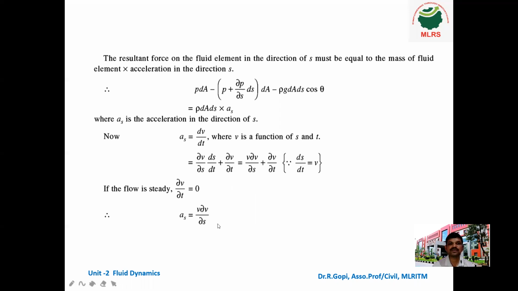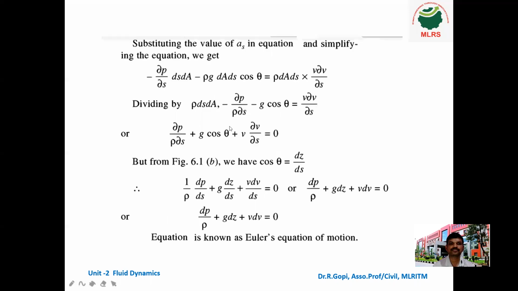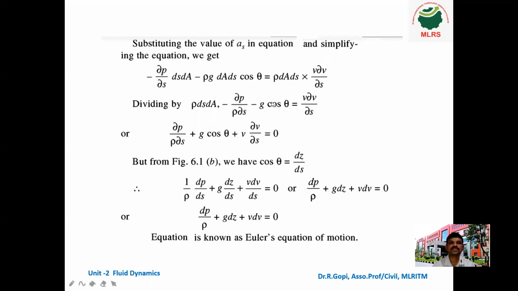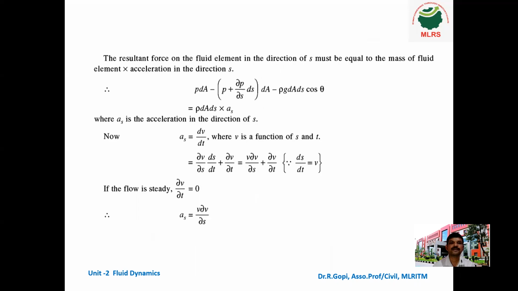So now substitute a_s is equal to v into ∂v/∂s in this first equation. Substituting the value of a_s in the equation and simplifying, we get minus ∂p/∂s ds dA minus rho g dA ds cos theta equal to rho dA ds into v dv/ds. So now you can see here, this is the equation. So I can rewrite this equation like this.